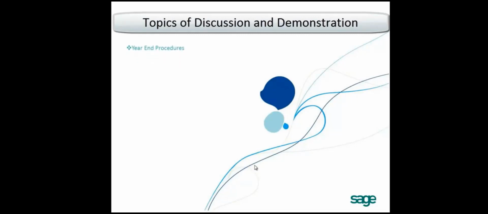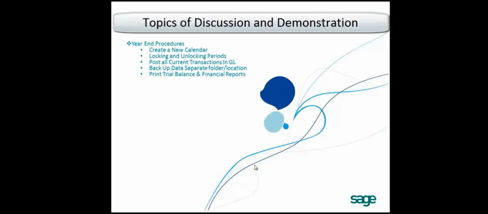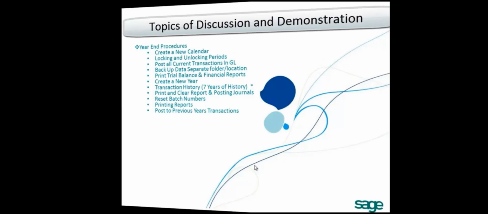Topics of discussion: year-end procedures, create a new year, locking and unlocking periods, post or current transactions in General Ledger, backup data, print balance sheet and financial reports, trial balance, create a new year, transaction history, printing and clearing posting journals and batch status reports, reset batch numbers, printing reports, posting to previous year.